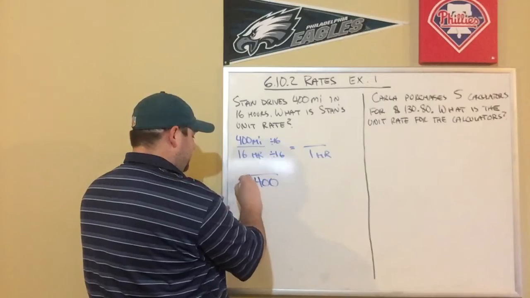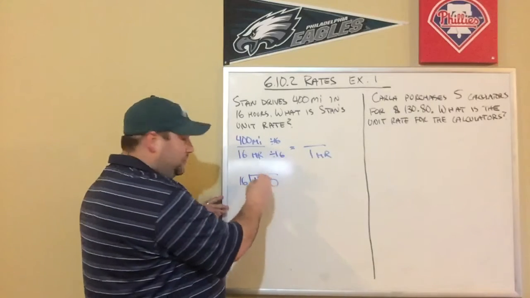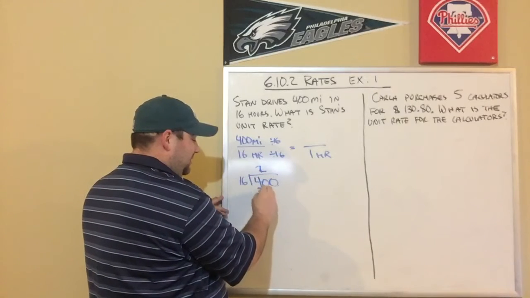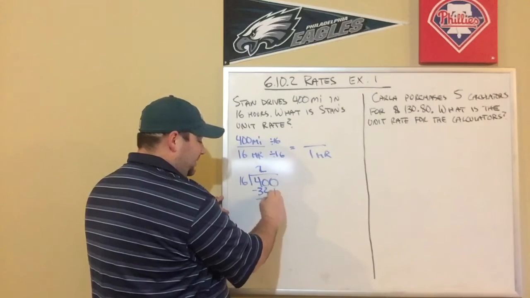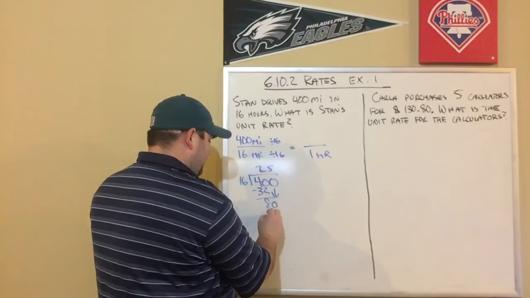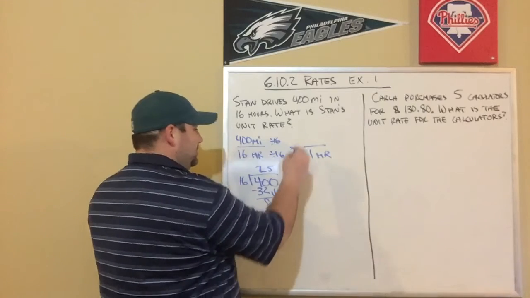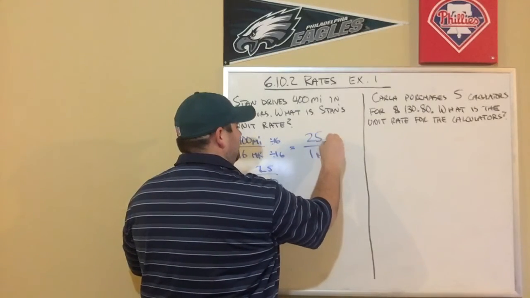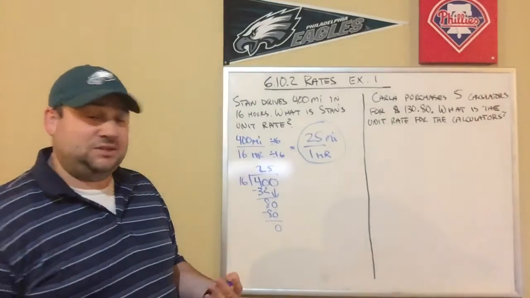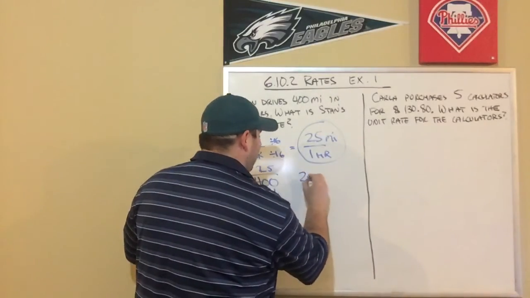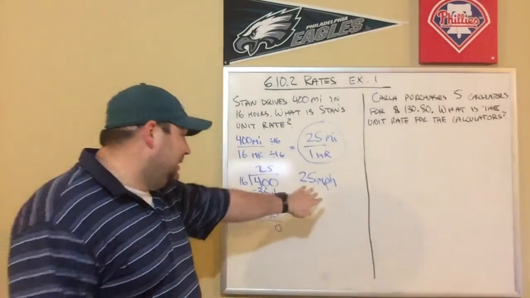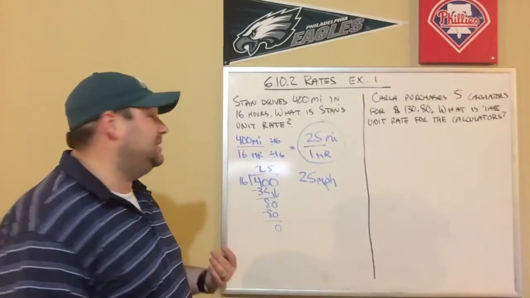400 divided by 16. 16 goes into 40 2 times, I'm sorry. 2 times 16 is 32. Subtract, I've got 8. Bring down my 0. 16 goes into 80 5 times. 5 times 16 is 80, so I'm done. So then I've got my answer, 25 miles per 1 hour. And that's one way you could give the answer. Another way is you could write just 25 mph, because miles per hour has that acronym mph, so you could write it that way too.